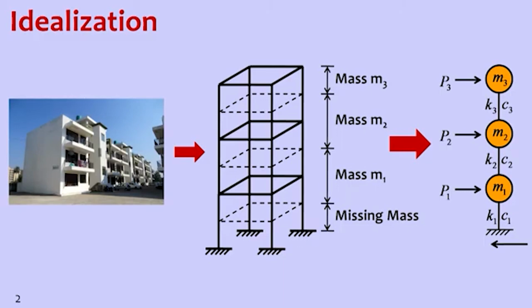Now if we have any G+2 building, we want to get 3 degrees of freedom. So we want to calculate the mass at the first floor, second floor and third floor. Our objective is to get the mass at the particular floor level. The entire mass of the building, we will concentrate on 3 points. Since we have a G+2 building, we will calculate the entire mass and divide it into 3 parts, that is first floor, second floor and third floor.